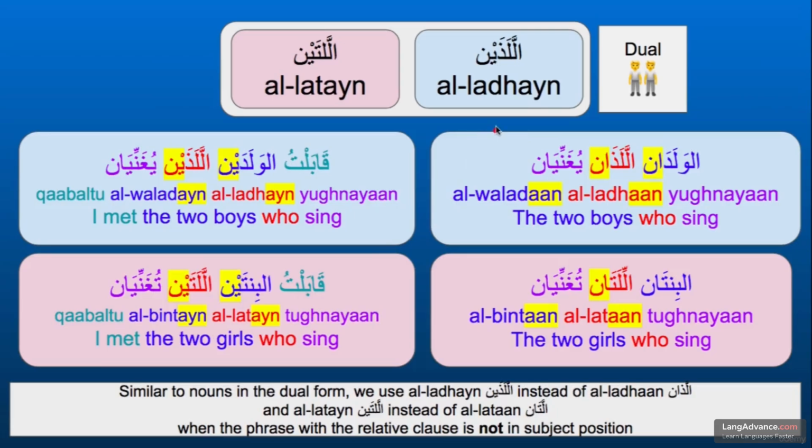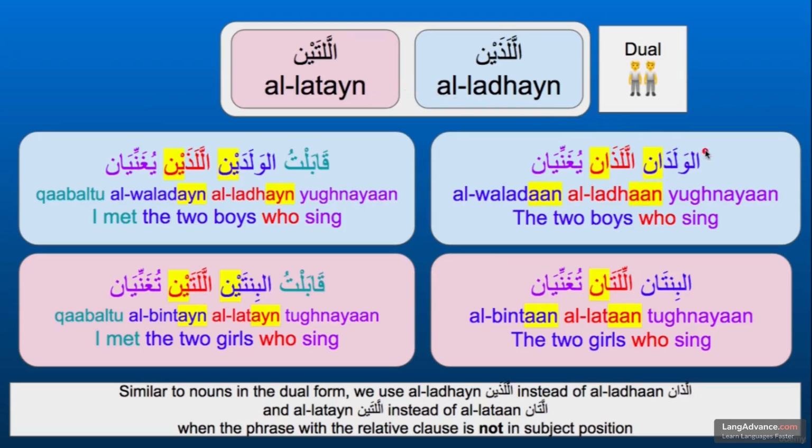And notice something here, there is something also for dual. It's called اللذين and اللتين. اللذين, اللتين, and these are the same as اللذان and اللتان, except that if the relative clause and the noun before it come at a non-subject position, which means it comes in an object position, or it comes after a preposition, or in other situations, we use اللذين instead of اللذان, and we use اللتين instead of اللتان. So let's see an example here.